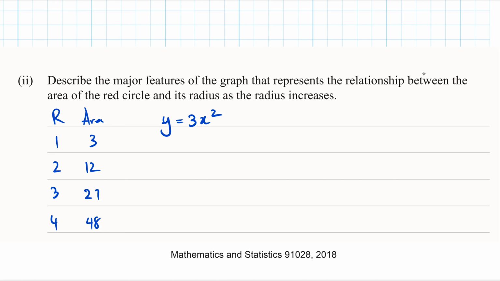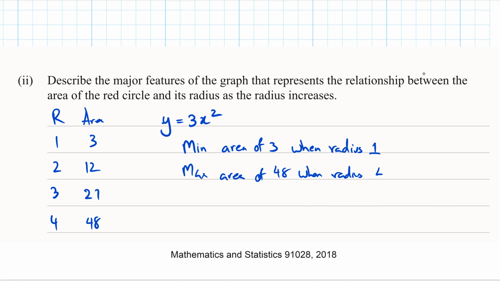So it says describe major features. The first feature that I'll say is that it's got a minimum area of 3 when radius is 1, because it can't actually have a radius below 1, and it has a maximum area of 48 when radius is 4, because you can't really have a radius higher than 4. And then you basically say, as radius increases, area increases as well. So: correct graph, correct, consistent with table of values.